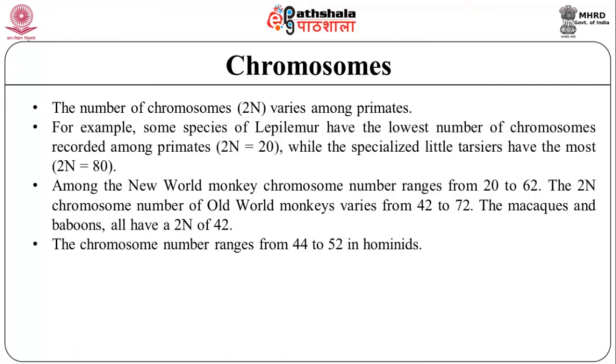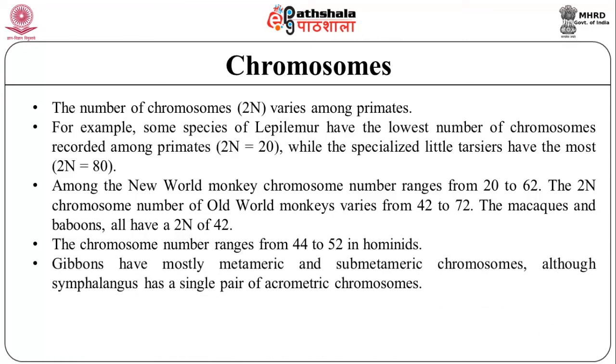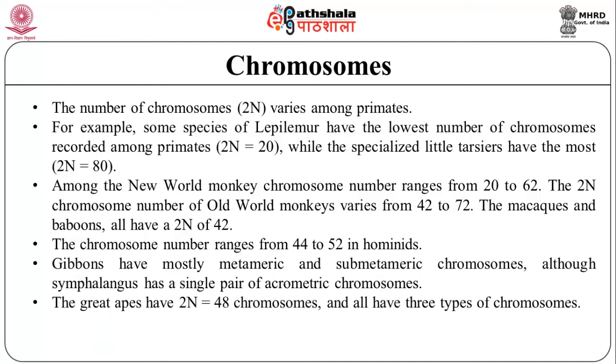The chromosome number ranges from 44 to 52 in hominids. The highly derived chromosomes of a gibbon, that is 2n is equal to 38 to 52, have undergone rapid and extensive changes since separating from the other hominids. Gibbons have mostly metacentric and submetacentric chromosomes, although the Symphalangus has a single pair of acrocentric chromosomes. The great apes have 2n equal to 48 chromosomes and all have 3 types of chromosomes.